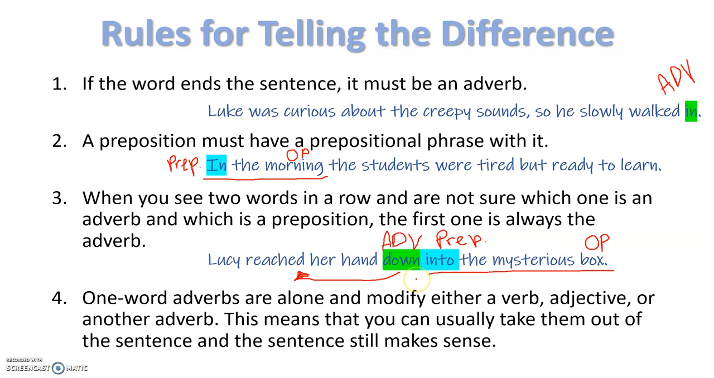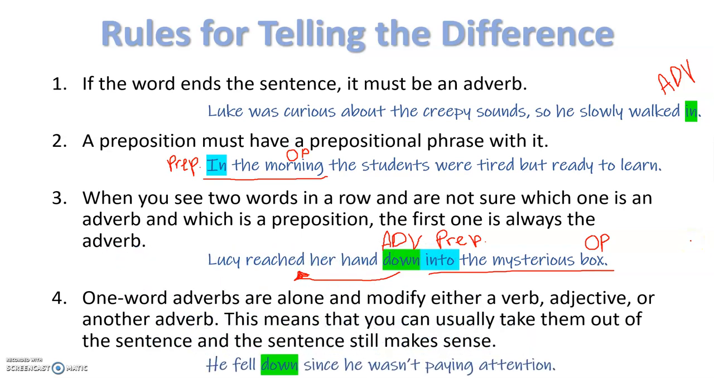Notice if there's two in a row, like rule number 3 says, the first is an adverb and the second is a preposition. Rule number 4. One-word adverbs are alone and modify either a verb, adjective, or adverb. This means you can usually take them out of the sentence and the sentence still makes sense, which is what we have been talking about. But let's look at one more sentence.